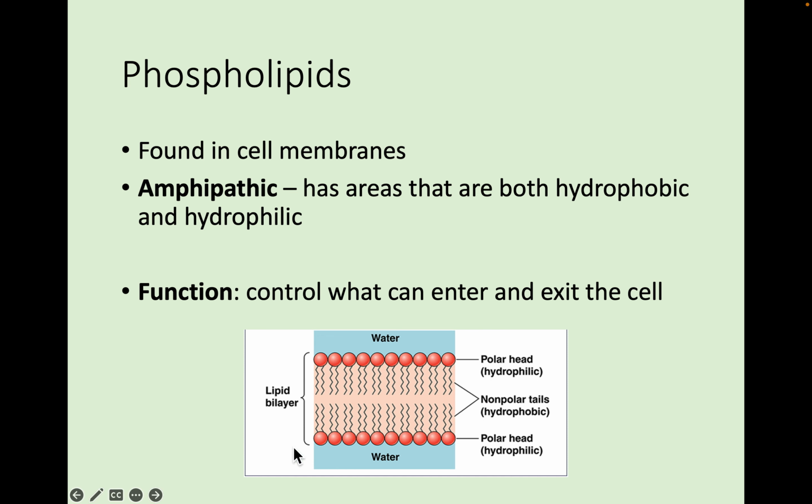So in a cell membrane, this orange thing is a cell membrane. The parts that do like water will face out, the circles here. The parts that don't like water will face inside. And that makes the cell membrane be able to control what can go in and what can come out of a cell. So super, super important.